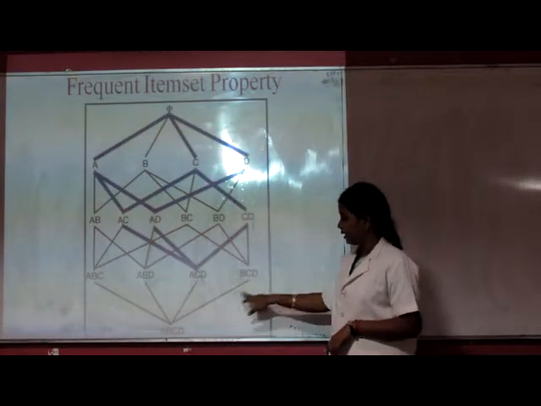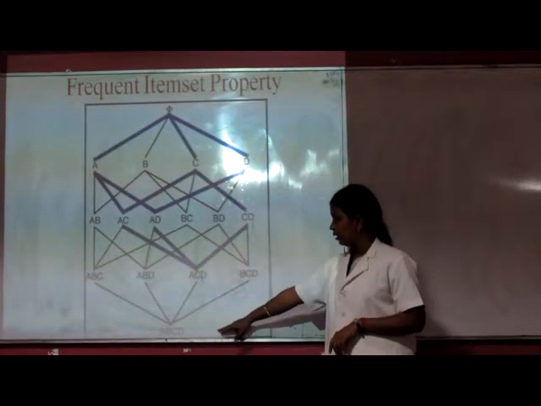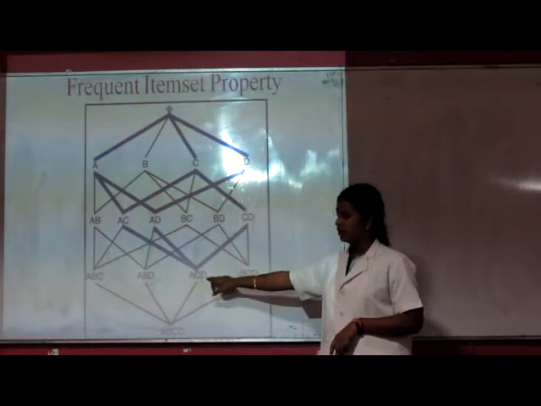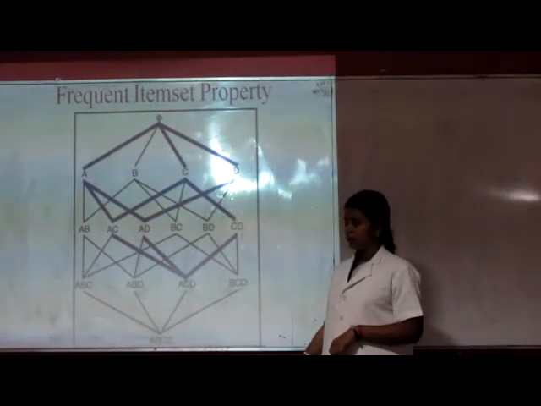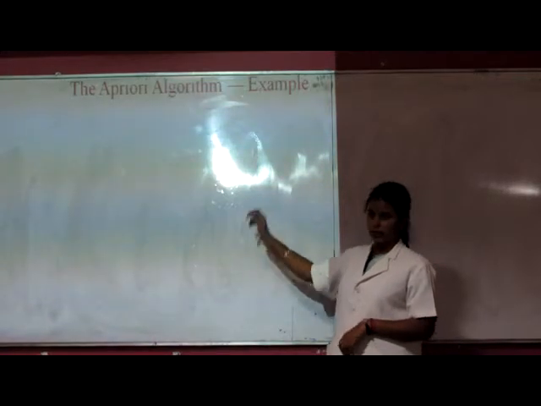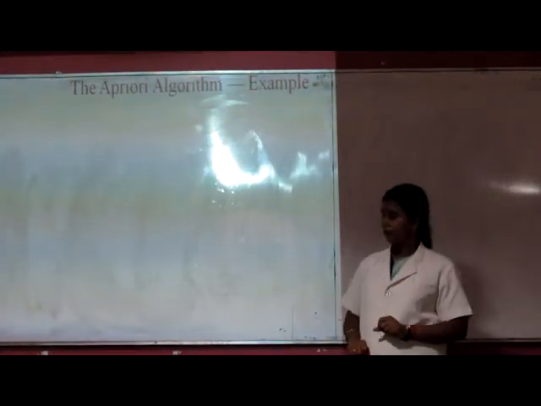So I have A, B, C, D as 4 items. I can combine these as A, C, D, which will be a subset, and that will be taken as an individual subset.